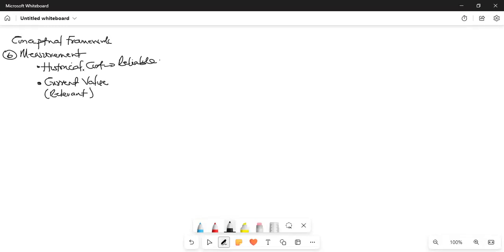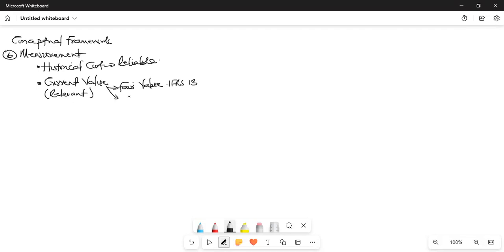So the conceptual framework told us that if we want to use the current value, there are three types. One of them is fair value, and that is what we want to learn today. Fair value is governed by IFRS 13, so that is what we'll be learning today. I won't speak much about it now.